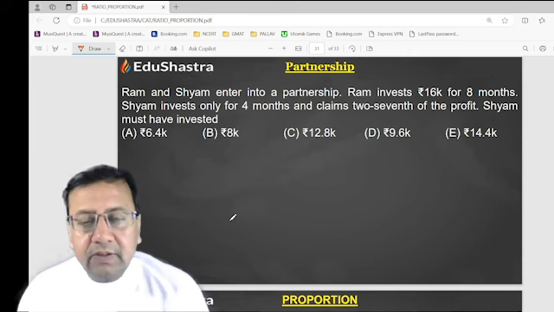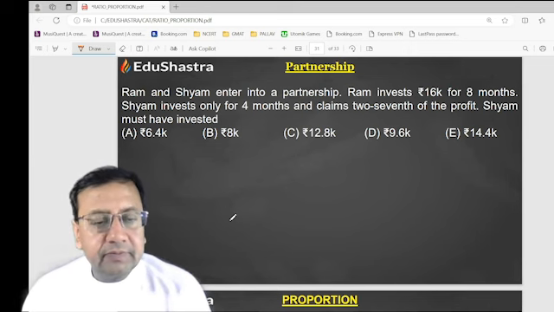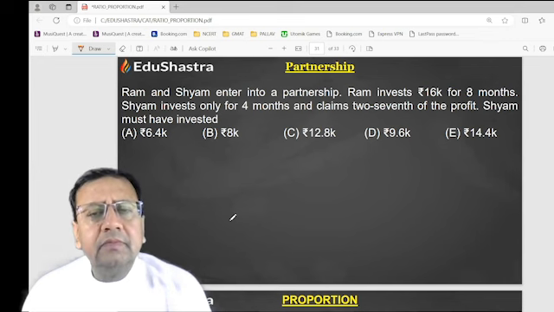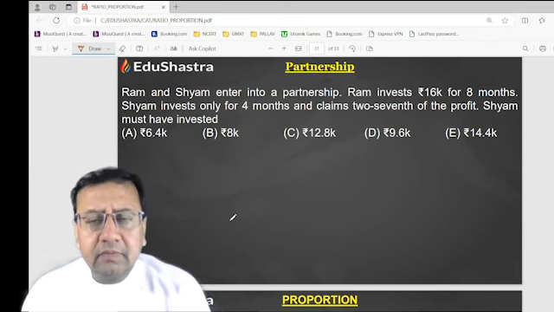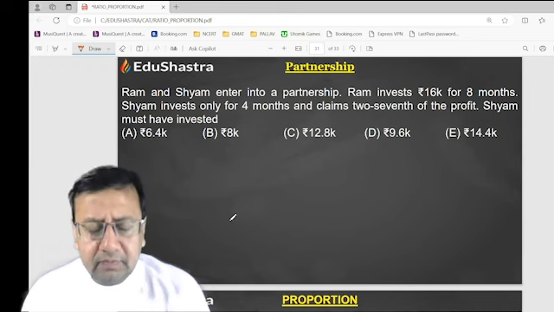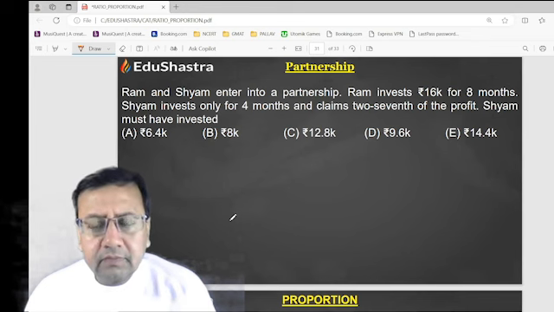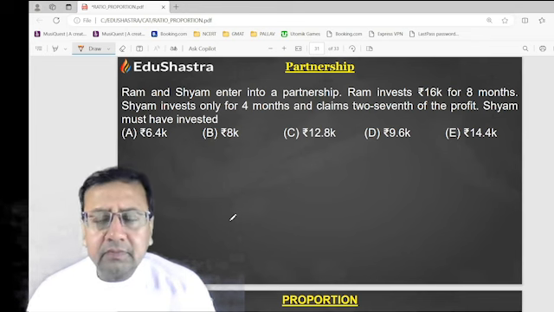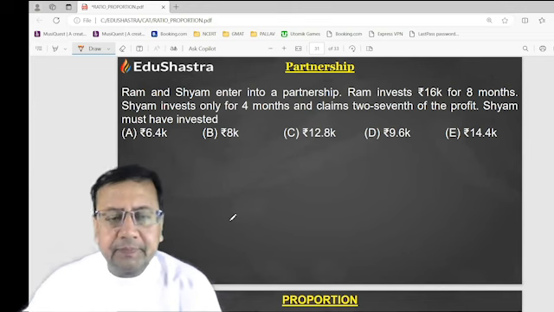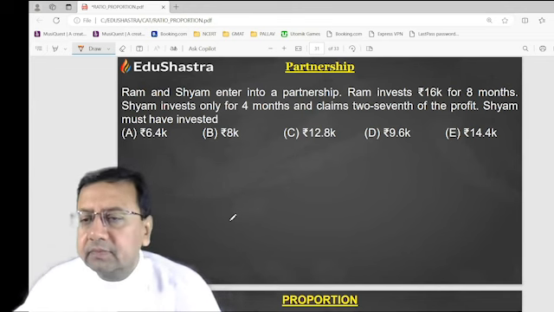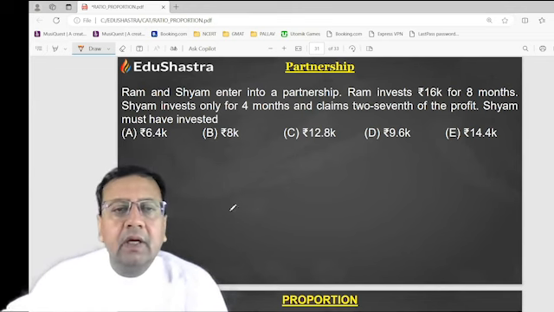So Kuntal, how is this your answer? The third option? So I have taken that 16,000 investment into the time 8 months, and X into 4 months. So X is the investment amount of Sham, which will be equal to the ratio of 5/2, which is a total of 7. So calculate that X will be 12.8. Yes, yes, yes.